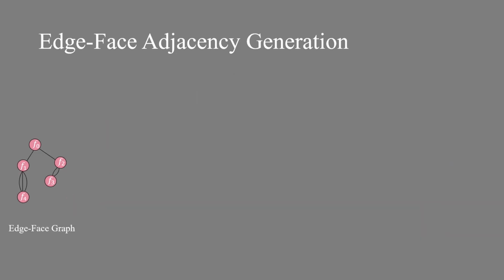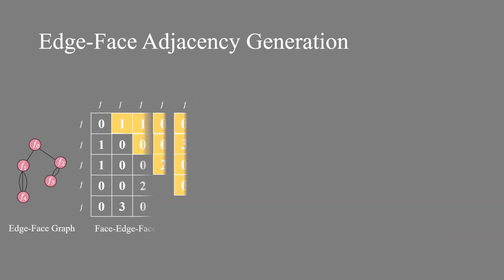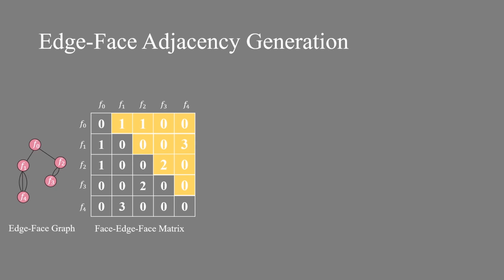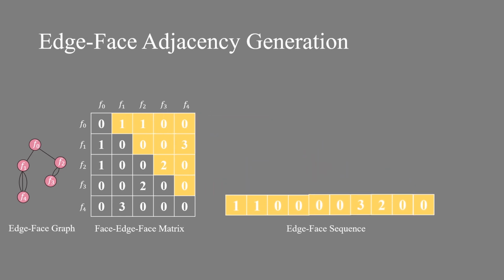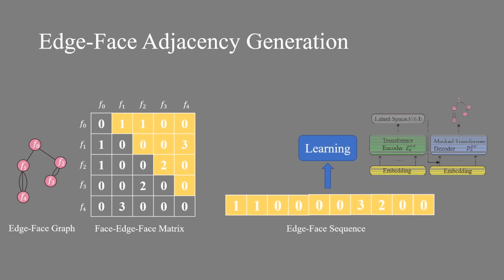For edge-face generation, we represent the relationships as a graph, equivalent to a face-edge-face matrix showing shared edges between faces. We convert the upper triangular portion into a sequence and train our model to learn its distribution.